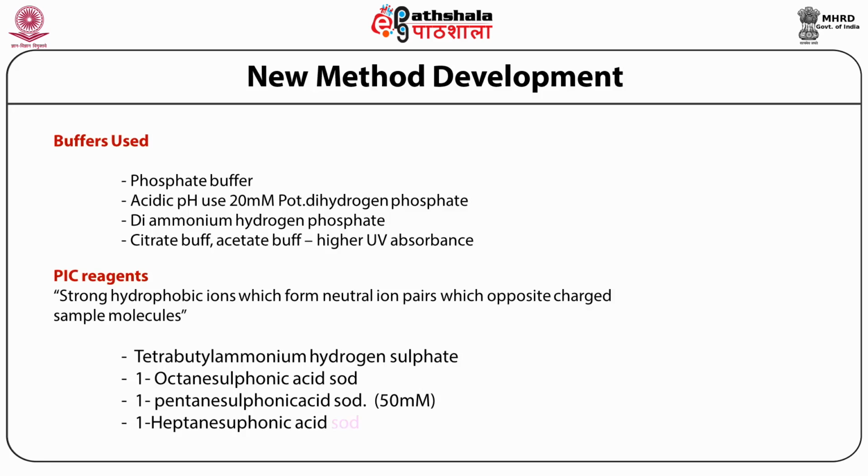If a compound is very aliphatic in nature, acidic, and is not able to elute properly, I may look for strong hydrophobic ions to make ion pairing with the compound. Such compounds are tetrabutyl ammonium hydrogen sulfate, 1-octane sulfonic acid, pentane sulfonic acid, heptane sulfonic acid, used from 20 to 50 millimolar to make that adduct, along with that, to enhance the separation in the C18 column.